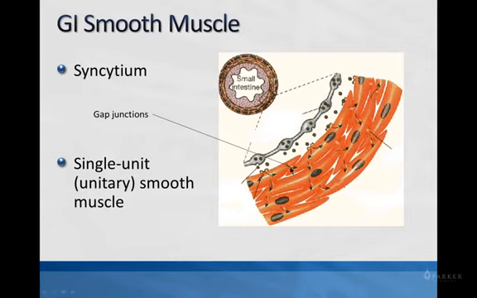Well, they have these gap junctions. So you see where these things are, these arrows. The gap junctions allow the muscle cells to be coupled electrically. You'll have movement of ions through these, and so the spreading of the action potentials can occur very quickly within GI smooth muscle, so these can act more as a unit instead of individual cells.